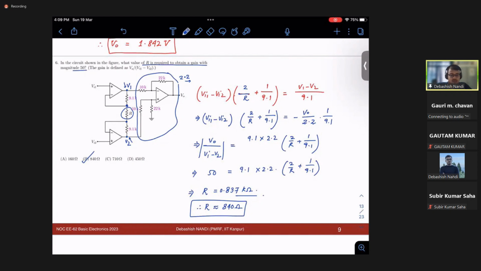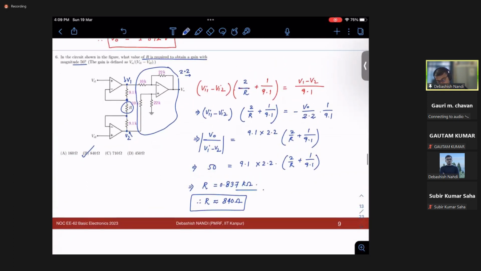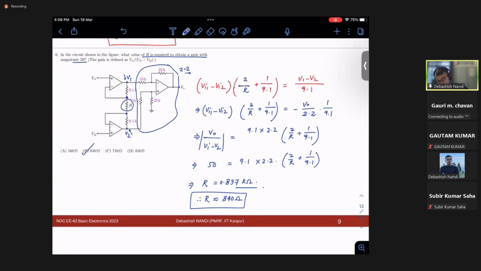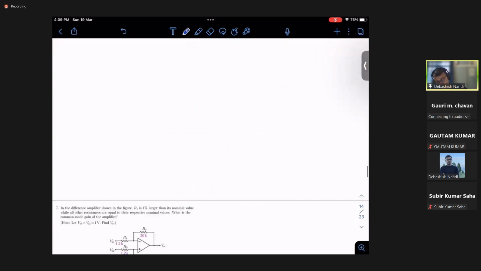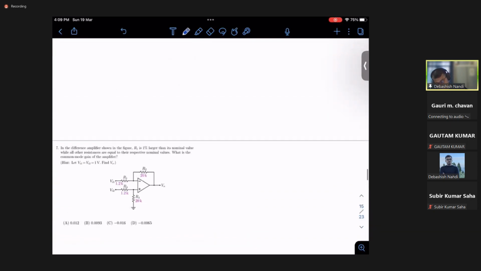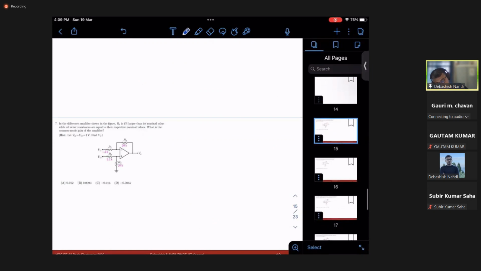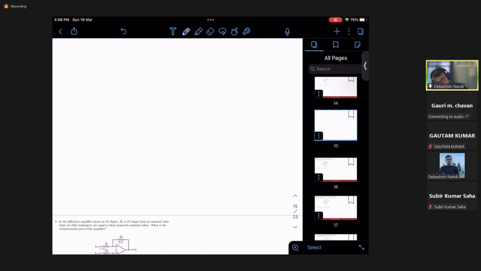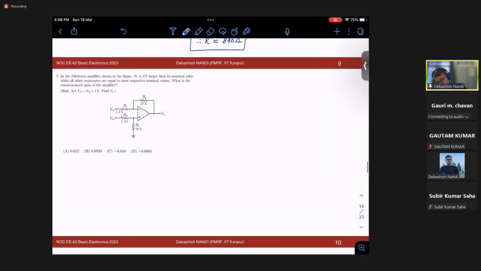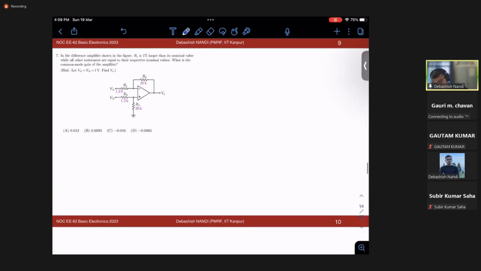So let's move to question number 7. Again, this extra page is coming. Question number 7 is asking: in the difference amplifier shown in the figure, R1 is 1% larger than nominal value, while all the other resistances are equal to their respective nominal values. What is the common mode gain of the amplifier?